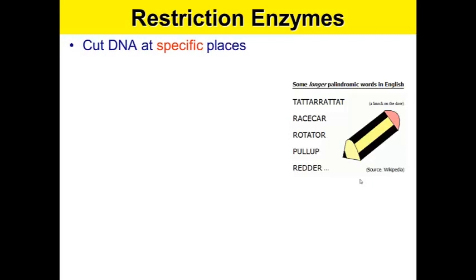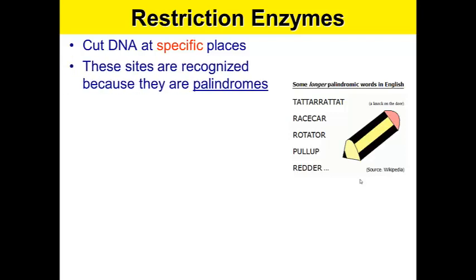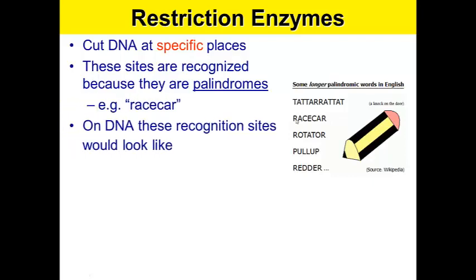Restriction enzymes cut DNA at specific places. These sites are recognized because they are palindromes. So things that we use in our regular everyday language, pull-up is a palindrome, rotator is a palindrome, race car is a palindrome. It means the same thing backwards and forwards. On the DNA, these recognition sites will look like something like GAATTC, and on the opposite direction, you see GAATTC.